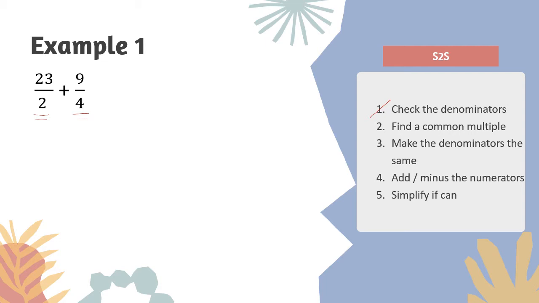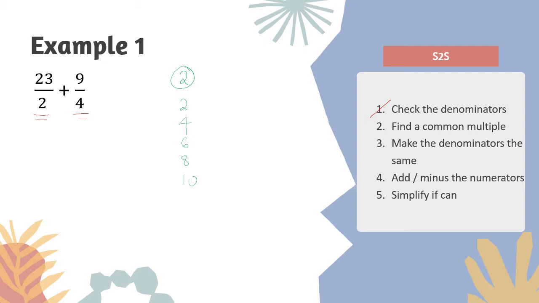So let's list out multiples of 2. Multiples of 2 are: 1 times 2 is 2, 2 times 2 is 4, 3 times 2 is 6, 4 times 2 is 8. 2, 4, 6, 8, 10. I'm pretty sure you know that. Let's just stop at 10.